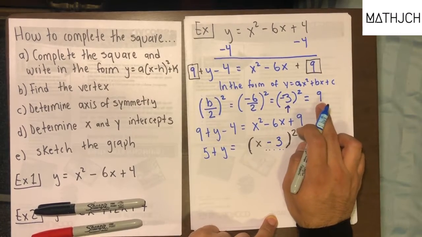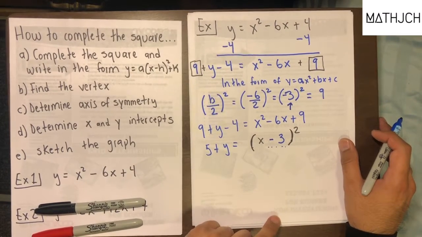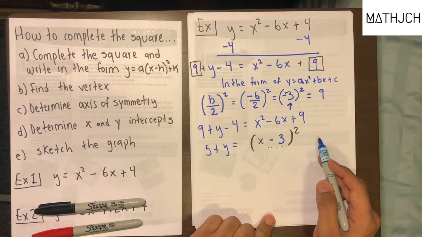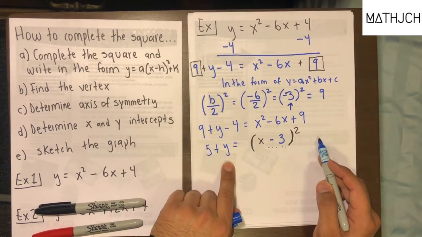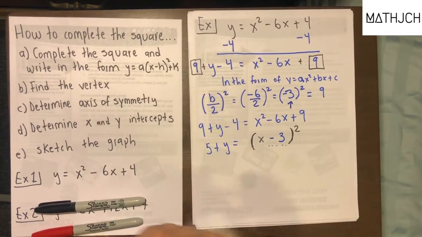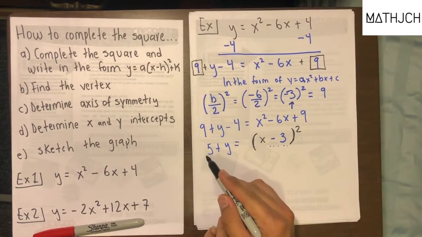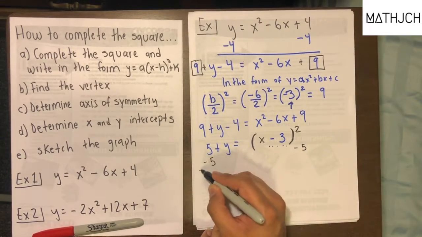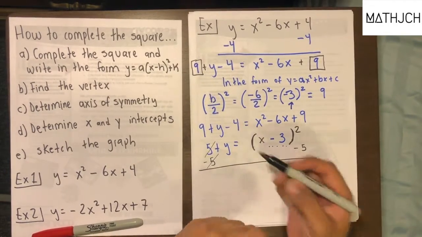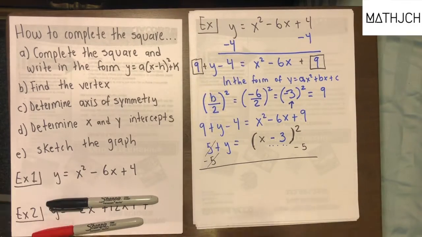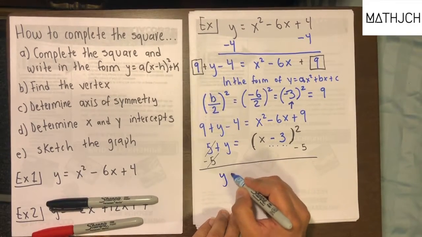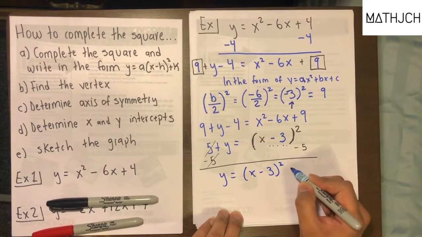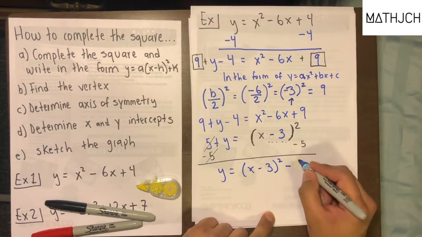The next step is that we're going to move the 5 to the other side in order to leave y by itself. So it's plus 5, so we do minus 5 to both sides. This cancels, and we are left with y equals (x minus 3) to the power 2 minus 5.